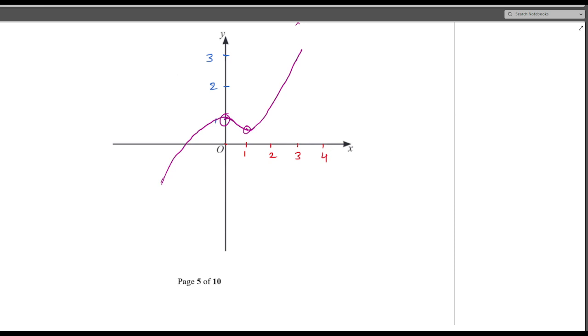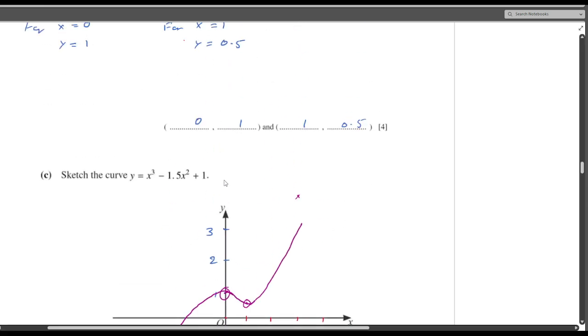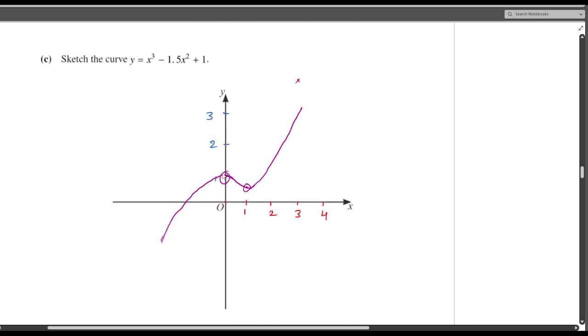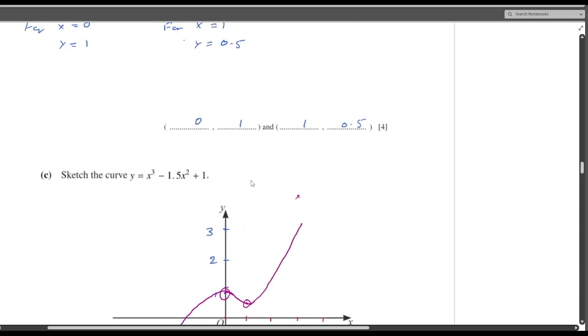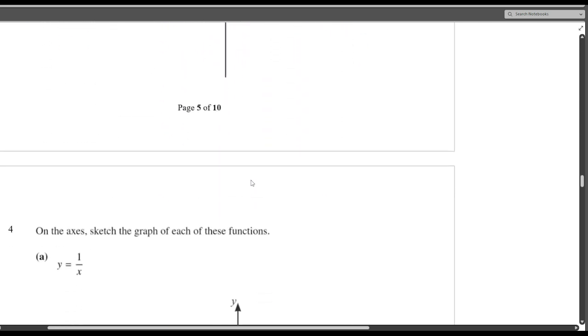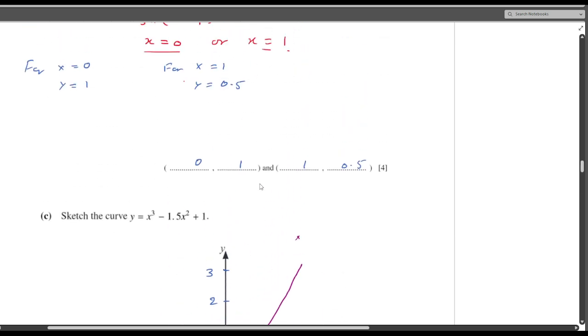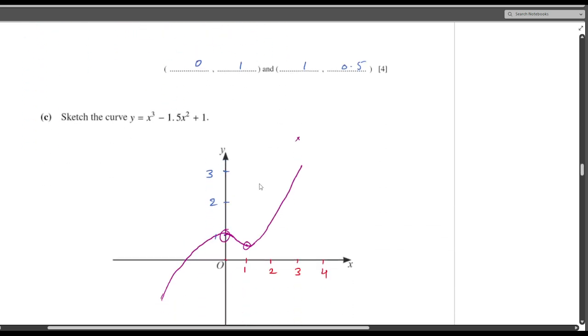Okay, it is not necessary that you plot a lot of points. Two turning points and a general idea of the cubic curve will be enough to plot a curve. If I sketch this curve, the marks are not mentioned here, but definitely this is for 2 or 3 marks.